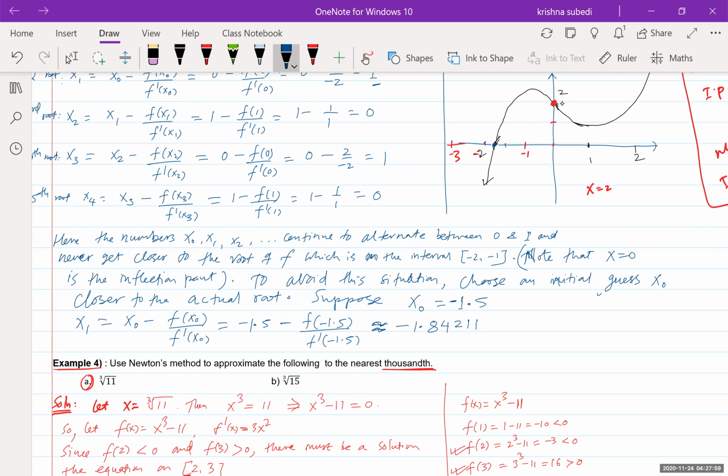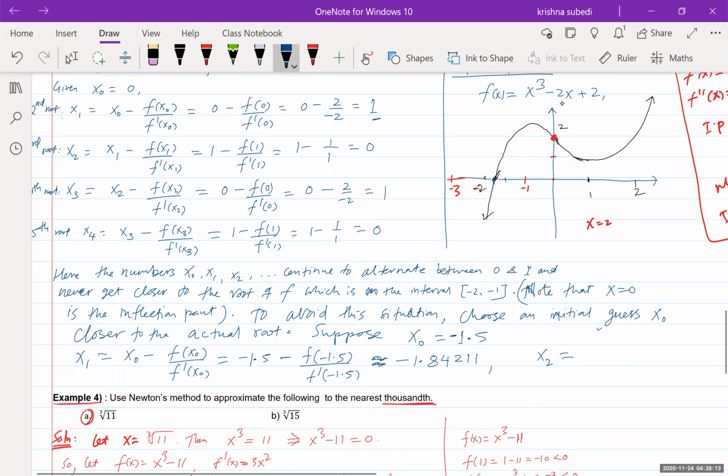But if you want to find an even better approximation, you can calculate x2 and you can calculate x3. That's how you can avoid the situation where 1, 0, 1, 0 just alternate and we are going nowhere. We're not going to get a value within that given interval. So that's one technique you can use to avoid that kind of situation.